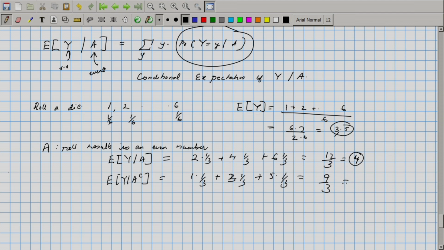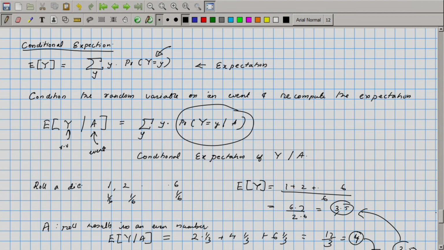That is 9 by 3, that is going to be equal to 3. You can see that even and odd are equally likely, and these conditional expectations, when averaged out over the probability of the events, you will get 3.5, which is the expectation of the unconditioned random variable. When we talk about conditional expectation, the event is often described in terms of a random variable.